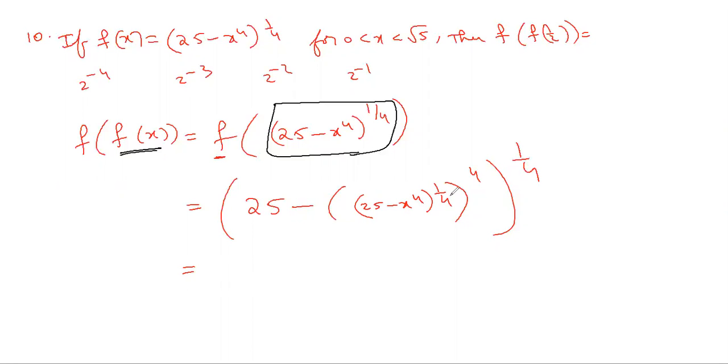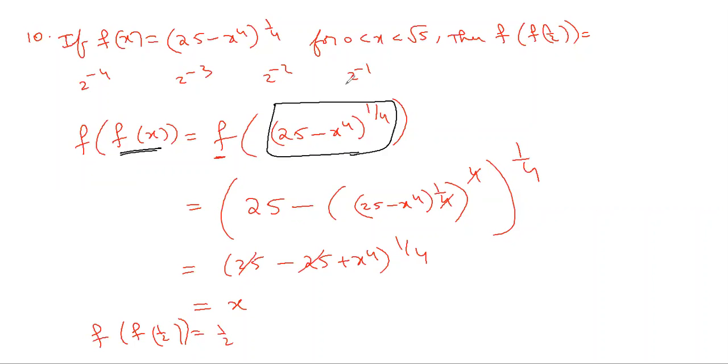Now see the simple simplification, 4 gets cancelled, and then you get 25 minus, open the bracket, minus 25 plus x power 4, the whole power 1 by 4. 25 gets cancelled, x power 4 whole power 1 by 4 is x. So f of x is equal to x. So f of half equals half. The half is 2 power minus 1. See how simple it is. It is not as difficult as we expected. So given in CET 2001.